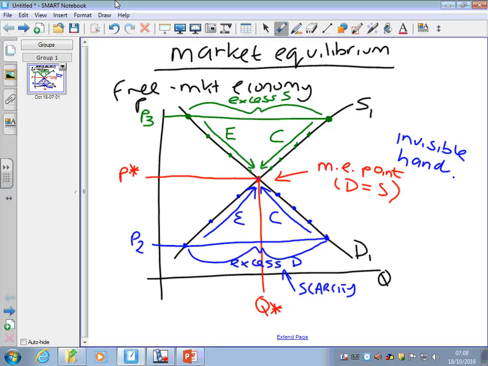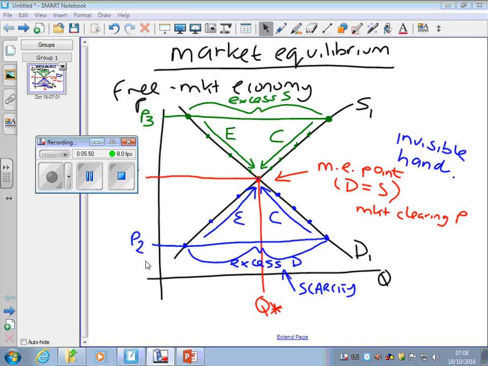So based on that, what we also call the market equilibrium point is the market clearing price. Simply because it's the price that will clear the market, the point where we'll have no excess demand or excess supply. What we'll do in the next diagram is to think about shifts in demand and supply curves.